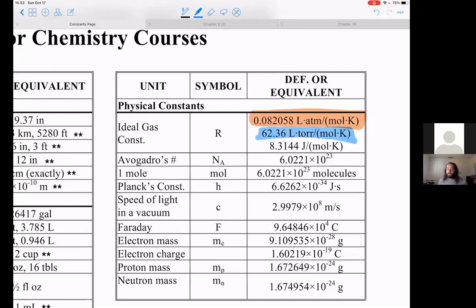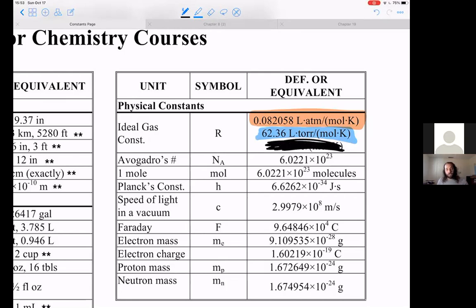So what you want to do is make sure to pay attention to the units of pressure that are being asked for in the problem. That'll dictate which one of these 2 you use. There's this other one here. We're not going to bother with that one. Don't get too bogged down on that. That's for a little bit more of an advanced class.